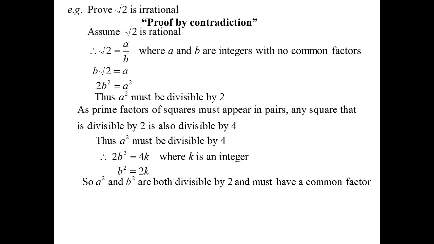Well, hang on. We said a and b are integers with no common factor, so how on earth do their squares all of a sudden have a common factor? That's impossible. So a and b, no common factor, there's your contradiction.